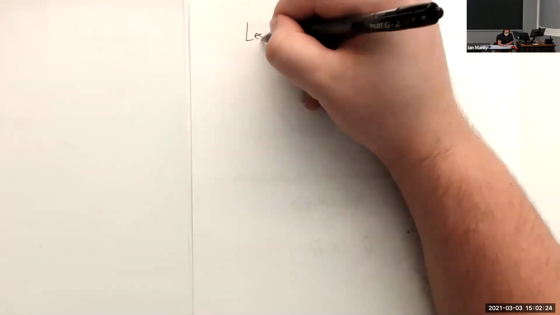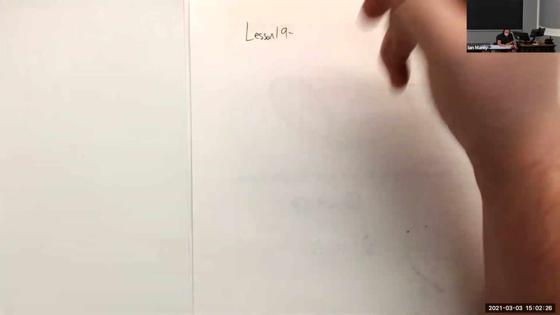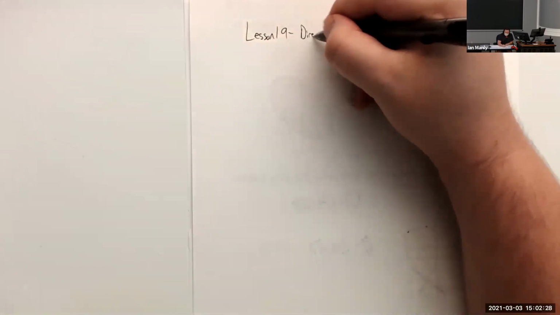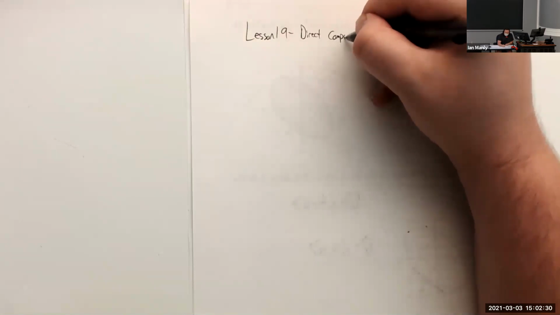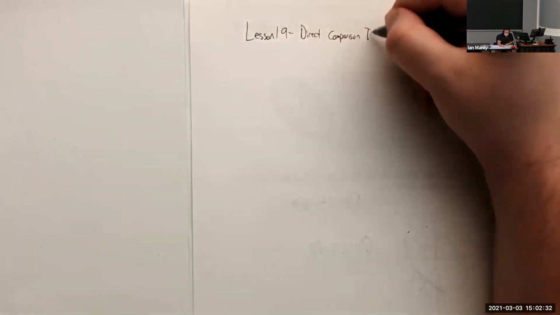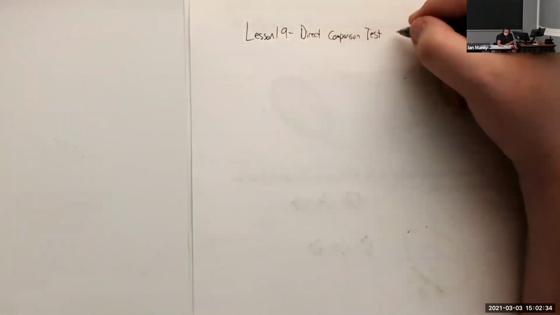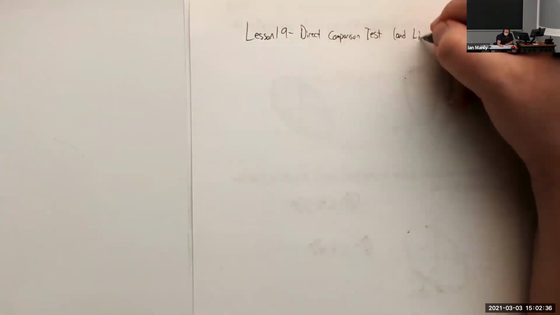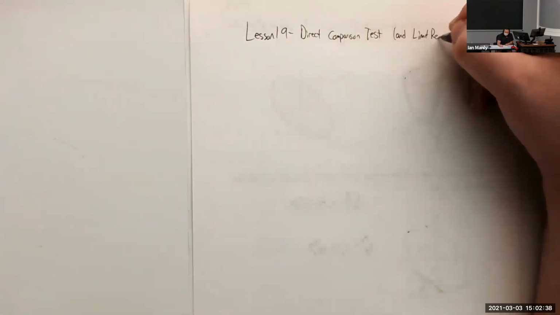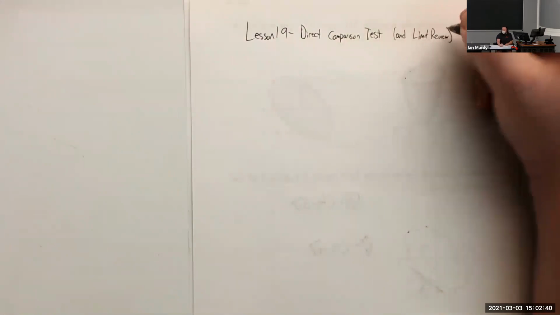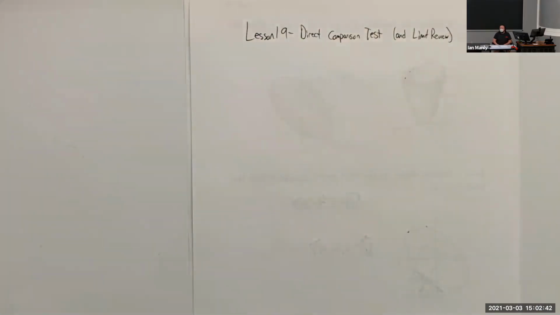So today's lesson is going to talk about what's called the direct comparison test. And then we're also going to review some limits. So we're going to review things like L'Hopital's rule and things kind of like that. So we'll be doing that closer to the end here. All right, so direct comparison test, what is that?